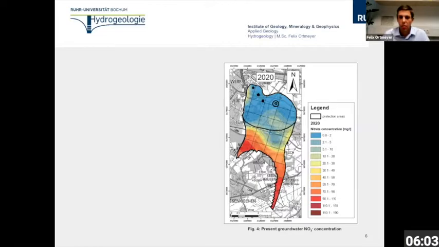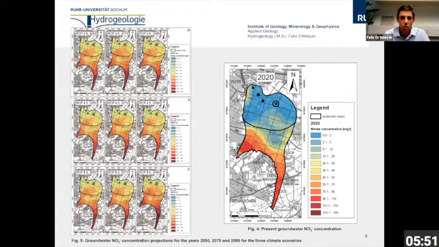Here is the present groundwater nitrate concentration. In the north, there are low concentrations, and in the south, very high concentrations. On the next figure, there's the evolution of nitrate concentration for the different climate scenarios, and again for the time periods. We can see that nitrate concentration is increasing in every climate scenario, but the most in 8.5.